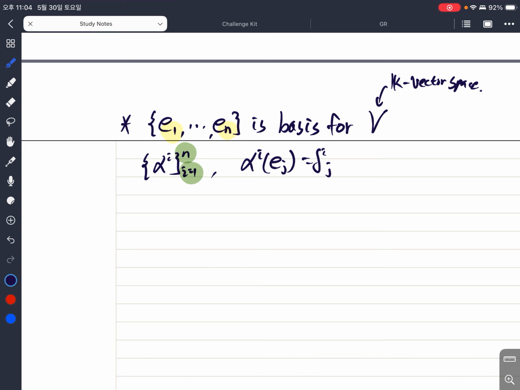It means that dim V is n. What I want to say is that alpha also forms a basis, but it is a basis for V star, so a basis of the dual space. That is what I want to say. Okay, let's prove it. So this is what I want to say: it is a basis for the dual space.